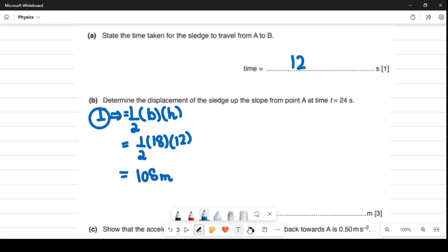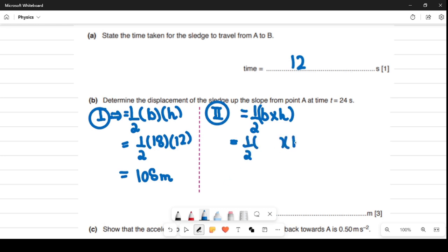Right. So the second part of the journey is from point B, where the child applied the brakes, till the point that he kept on moving backwards until the point that he has given us in the graph. So it is basically 1/2 base into height again, because again we have a triangle. Let's see what the base and the height are.